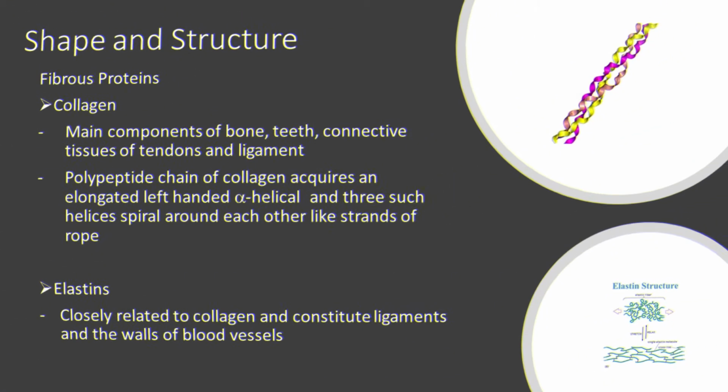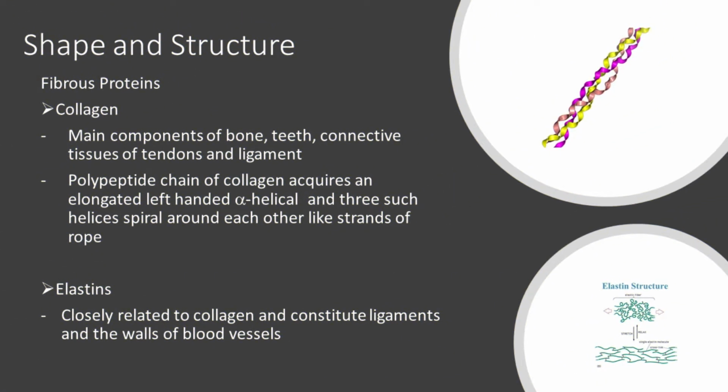Collagen. Collagen is main components of bone, teeth, connective tissues of tendons and ligament. Polypeptide chain of collagen acquires an elongated left-handed alpha helical and three such helices spiral around each other like strands of rope. Elastins closely related to collagen and constitute ligaments in the walls of blood vessels.